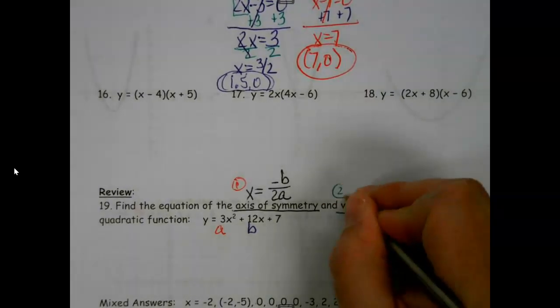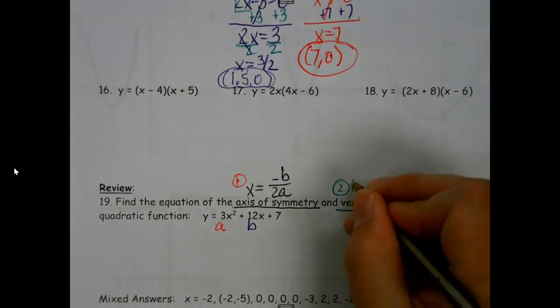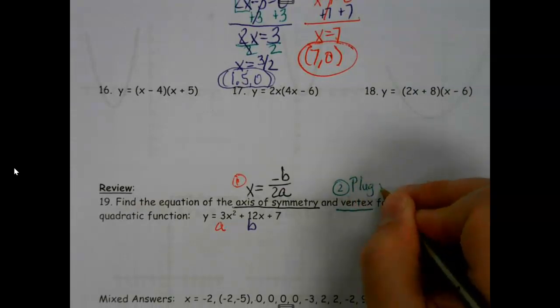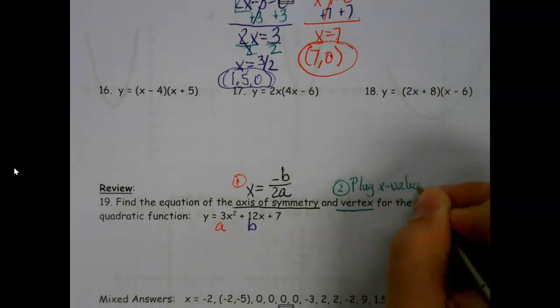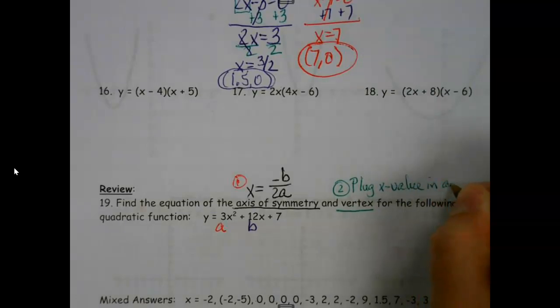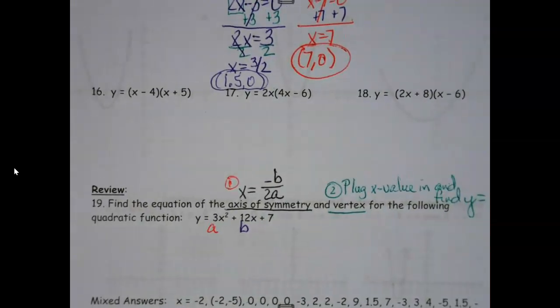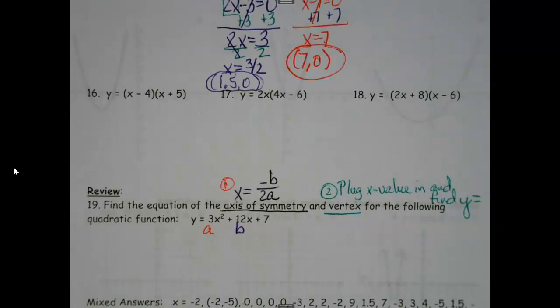And then to find the vertex, since you already have x, you can plug that x value in and find y equals, or, we've done this before, you can type this into your calculator and y equals, and go looking for the symmetry. They both work. So whichever one works better for you is what we're looking for.